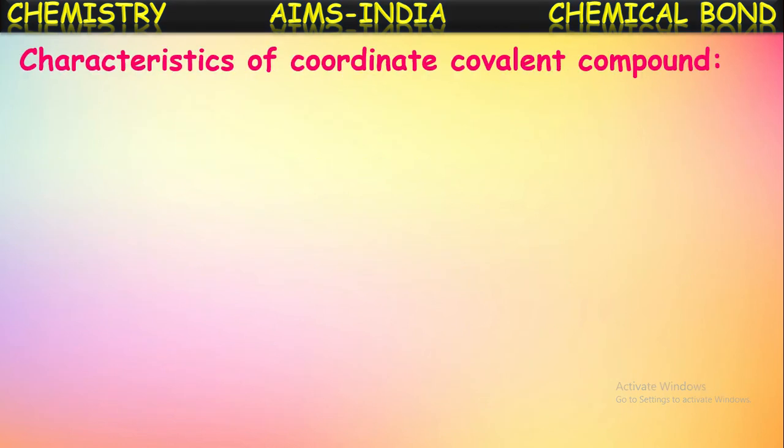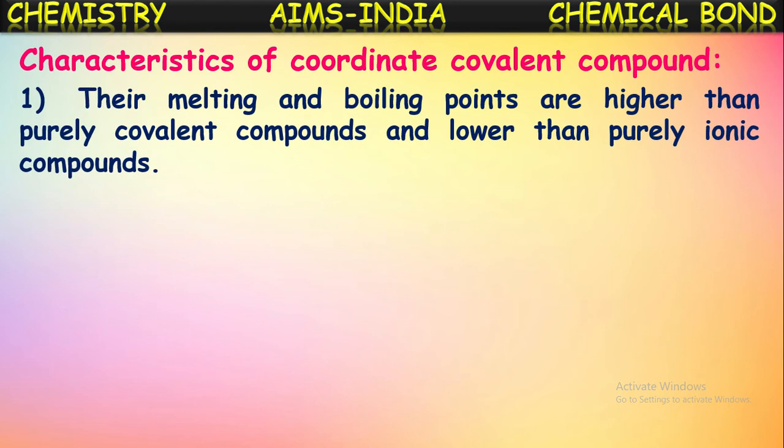Now let us see the characteristics of these coordinate covalent compounds. The melting and boiling points of these coordinate covalent compounds are higher than that of purely covalent compounds and lower than that of ionic compounds. Okay, they are in between the properties of ionic compounds and covalent compounds.